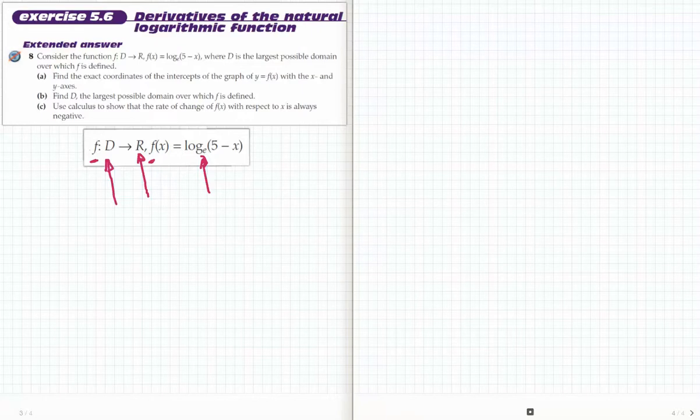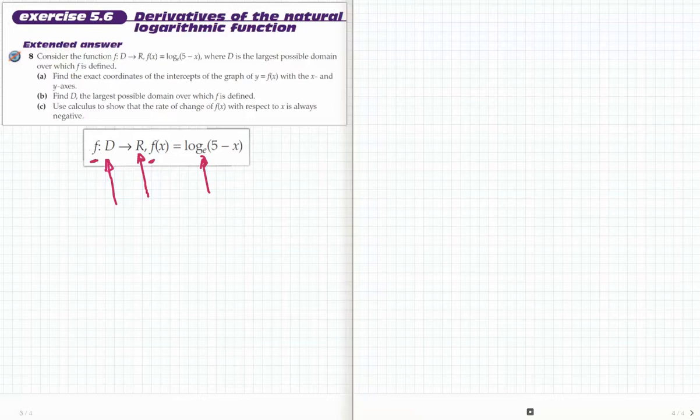This is for Year 12 Methods. It comes out of 5.6. It's question number 8, and it's about derivatives of natural logarithms. Consider the function f such that D maps to R, where f of x equals log base e of (5 minus x).